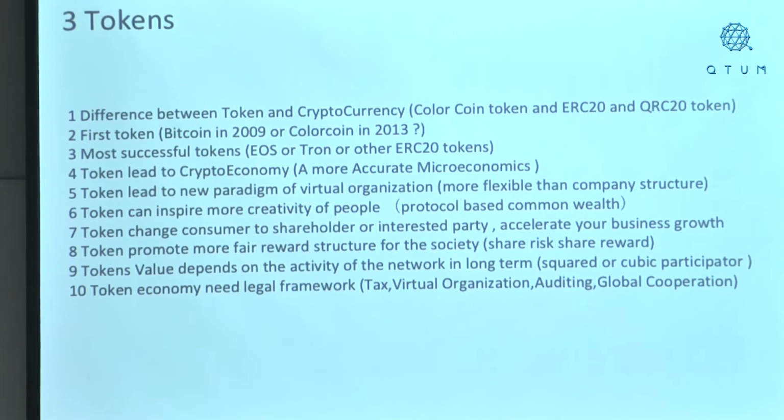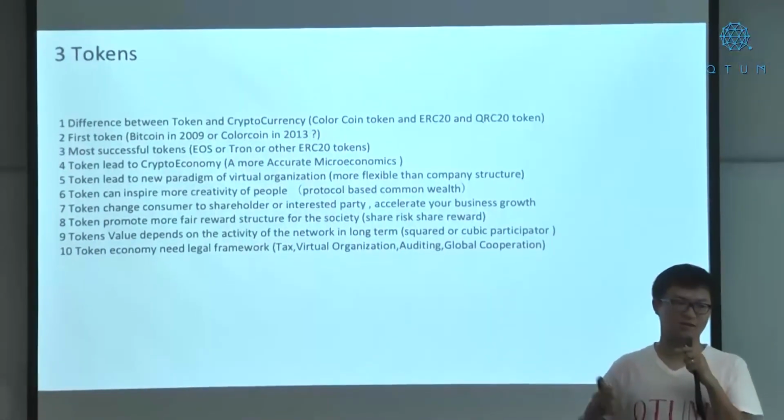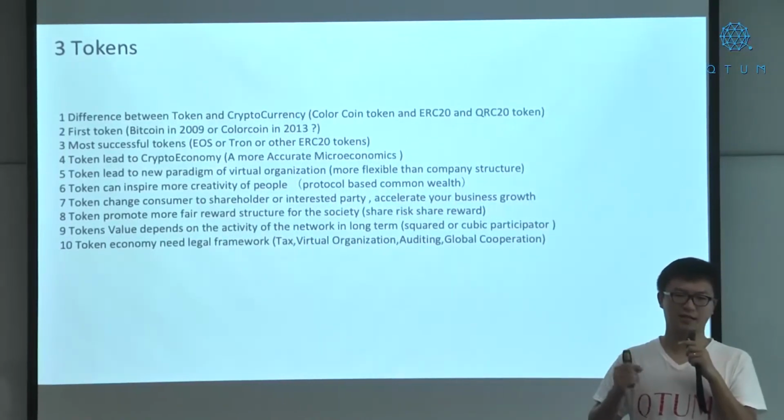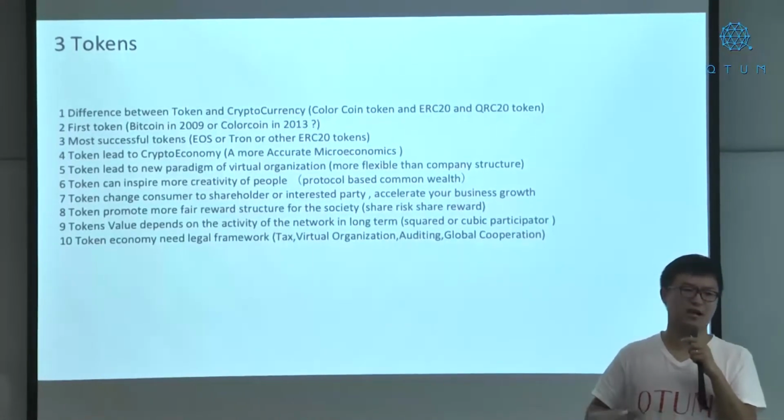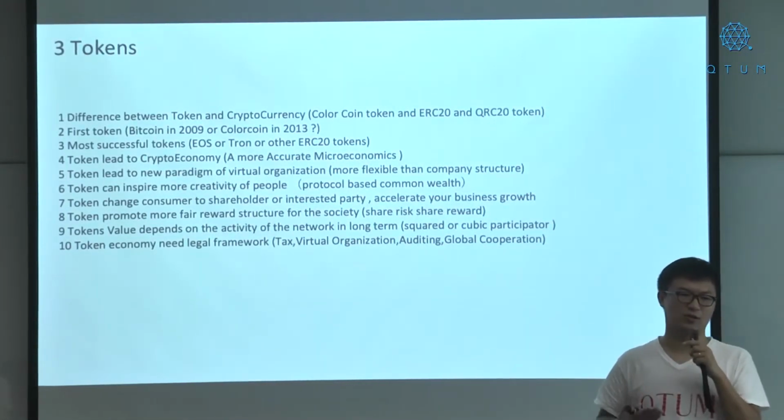And the most successful token today, I think, is EOS. Before they released their mainnet, they were purely an ERC-20 token on the Ethereum network. It's one of the biggest tokens, with about a $10 billion USD market cap.